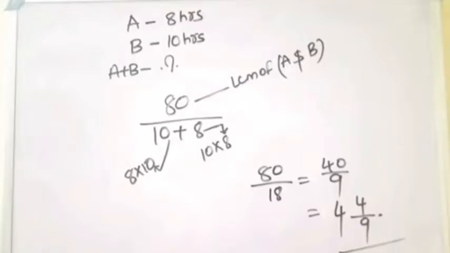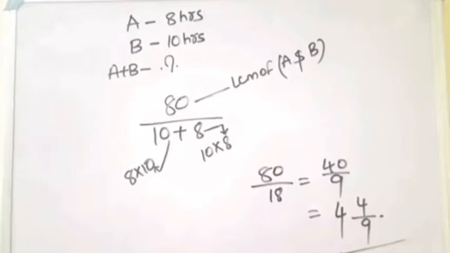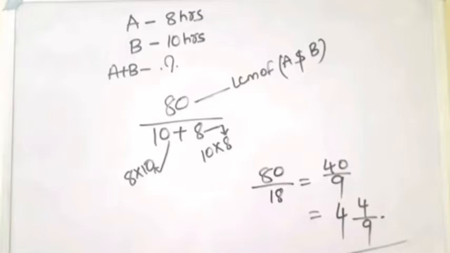First I wrote what the question is given. A can do a piece of work in 8 hours, B can do the same work in 10 hours. They are asking in how many hours A and B can do it together. Let's find the LCM of 10 and 8. The LCM of 8 and 10 is going to be 80. So take the LCM in the numerator, and in the denominator take the factors of 8 and 10.